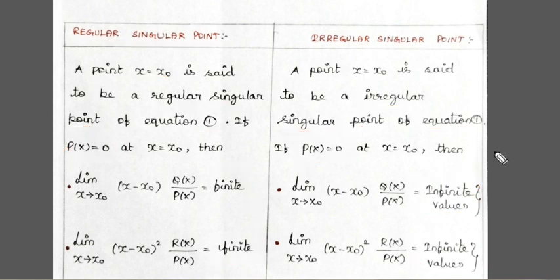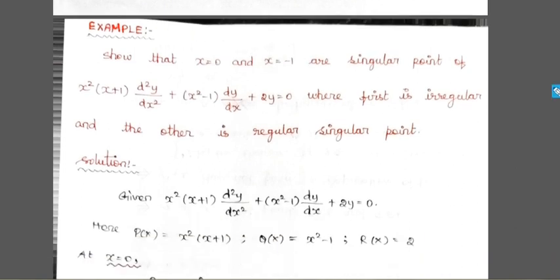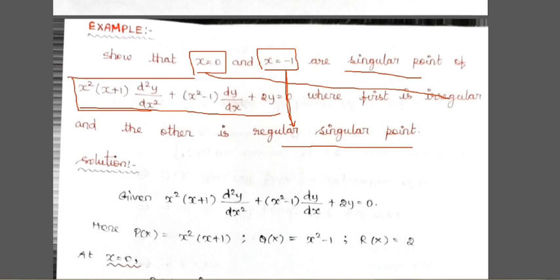Okay, come to the examples. We can easily understand the definition of regular and irregular singular points. See one example. Show that the points x equal to 0 and x equal to minus 1 are singular points of this given equation, where the first one is irregular, then the second one is regular. We want to prove that at the point x equal to 0, it is an irregular point. At the point x equal to minus 1, we want to prove that it is a regular singular point. For which equation? This is the general equation.